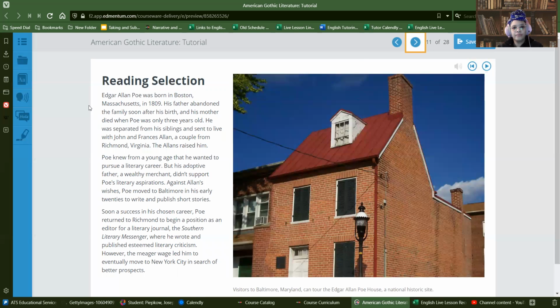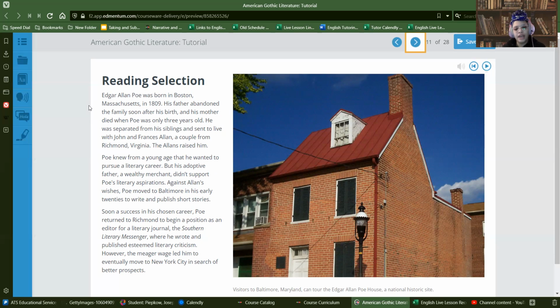Okay, so our reading selection is going to come from Edgar Allan Poe, because they want to give you an example of what American Gothic literature was like. So we're looking at Edgar Allan Poe's work. So this first section gives you information about him. The important things that are listed here are that he was born in Boston, Massachusetts in 1808. So that tells you the time that he was active. They tell you that he wrote for a literary journal.